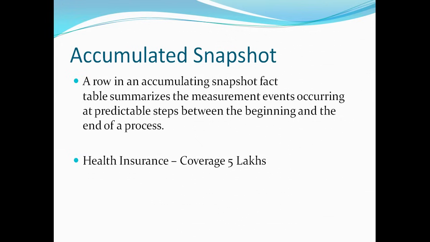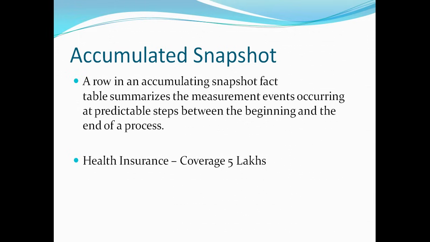Now we have something called an accumulated snapshot, which is fairly similar to a periodic snapshot. What does it mean? A row in an accumulating snapshot fact table summarizes the measurement events occurring at predictable steps between the beginning and the end of the process. The standard definition sounds a little complex and confusing, but the accumulated snapshot table has clear starting and ending points. Now what does that mean?